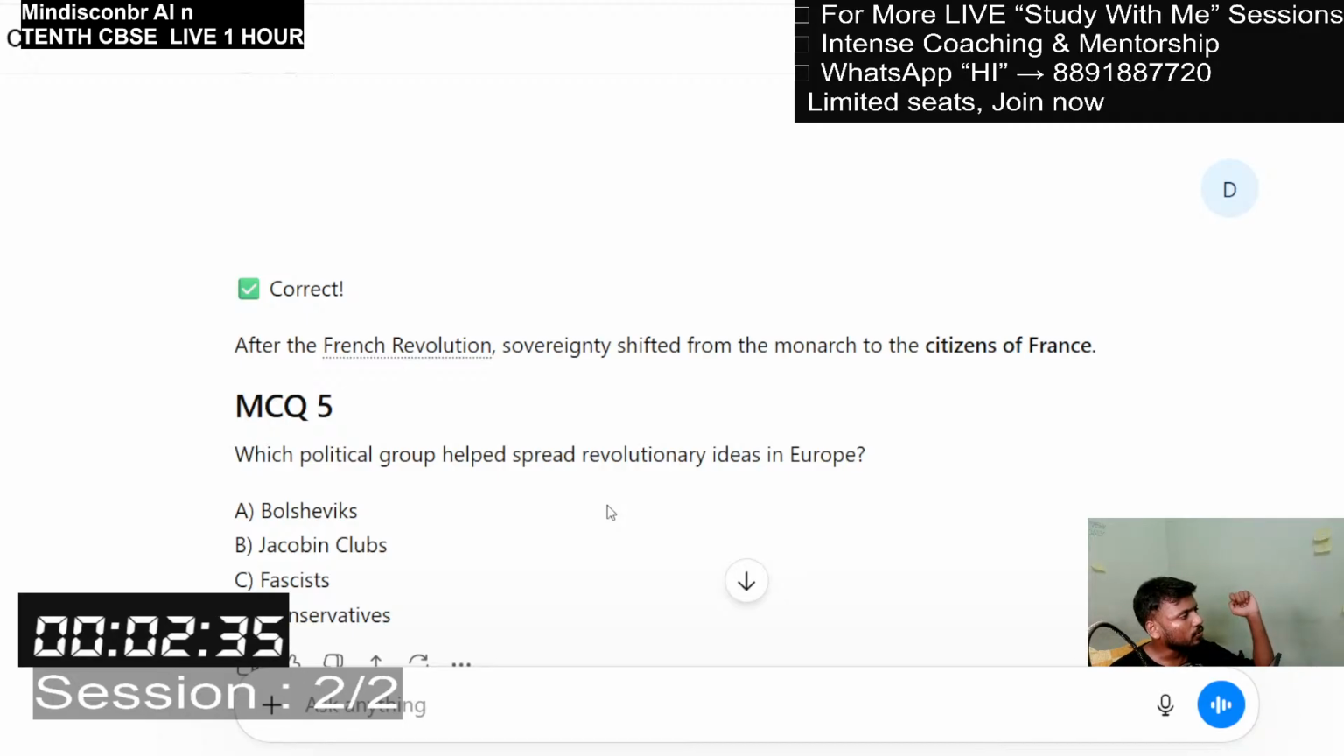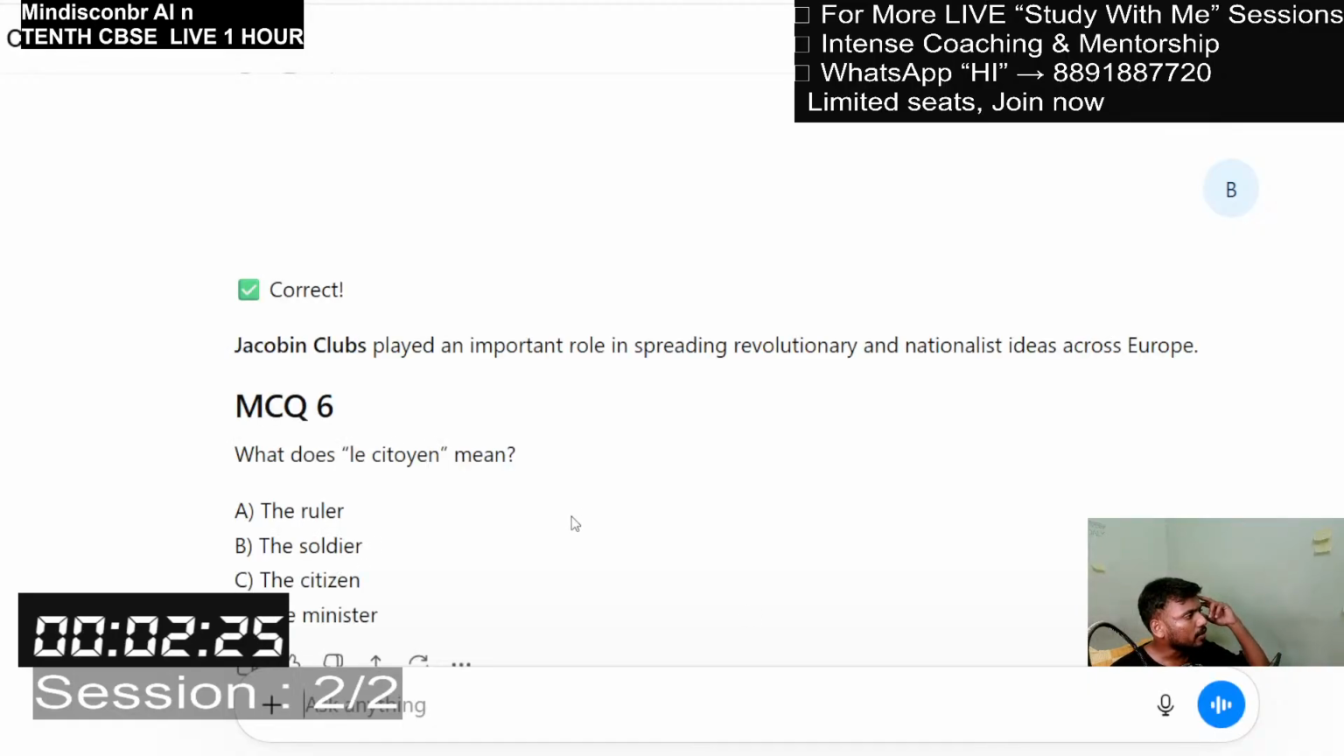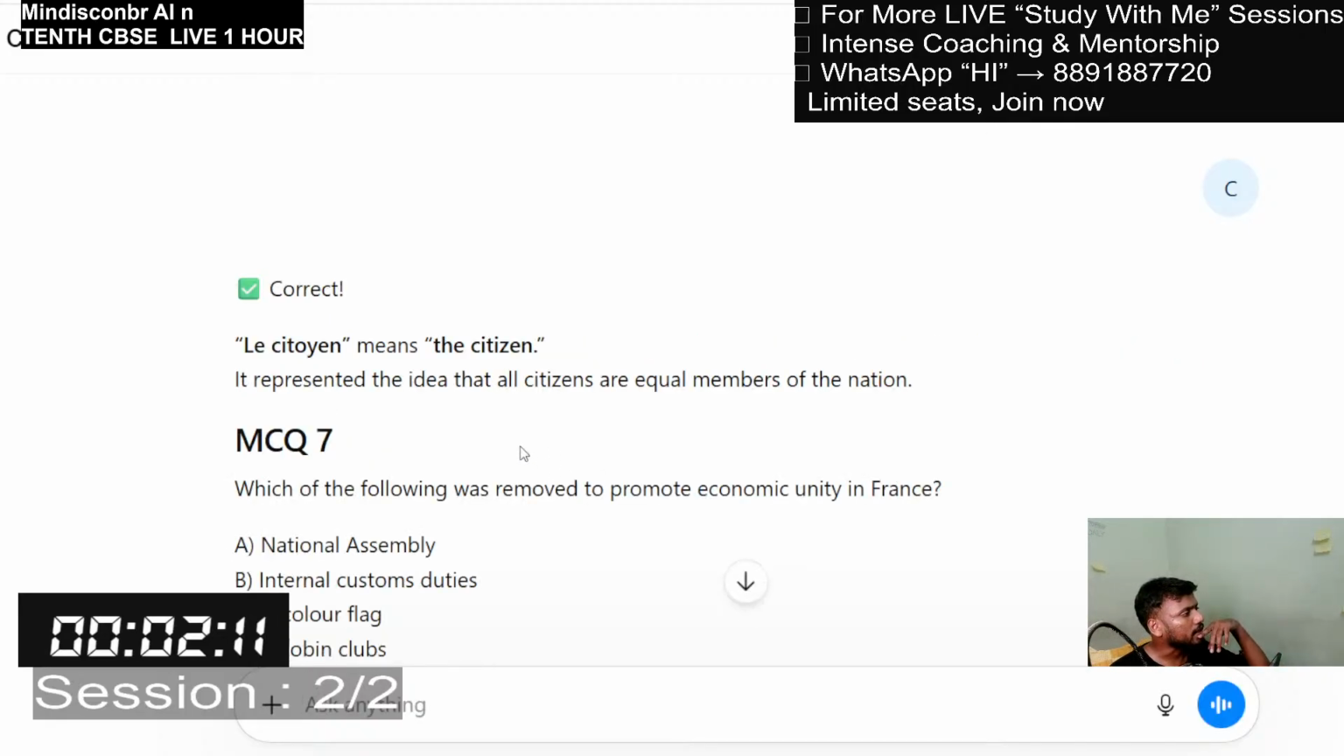Which political group helped spread revolutionary ideas in Europe? Jacobin clubs. Jacobin clubs played an important role in spreading revolutionary and nationalist ideas across Europe. What does "le citoyen" mean? The citizen. Le citoyen means the citizen. It represented the idea that all citizens are equal members of the nation.